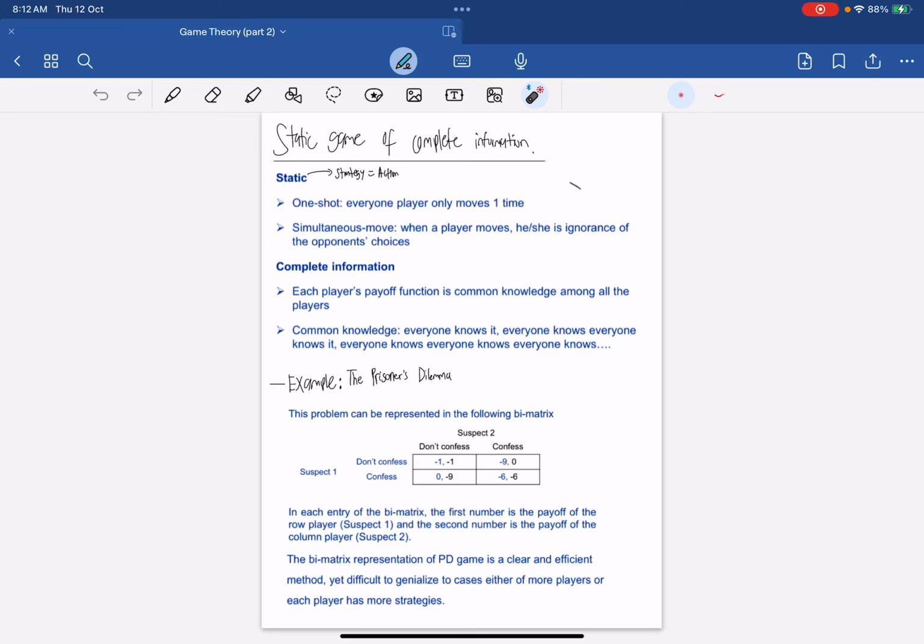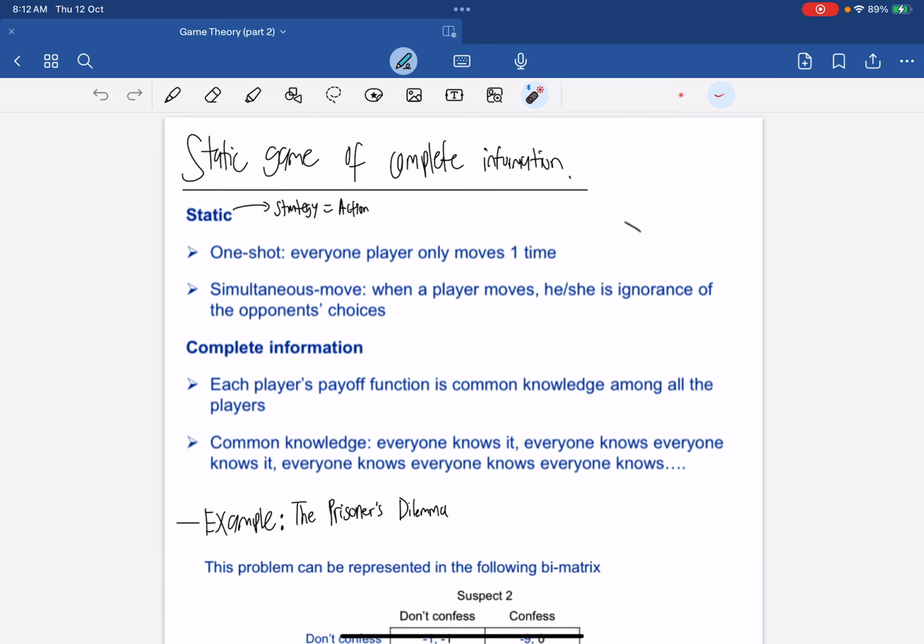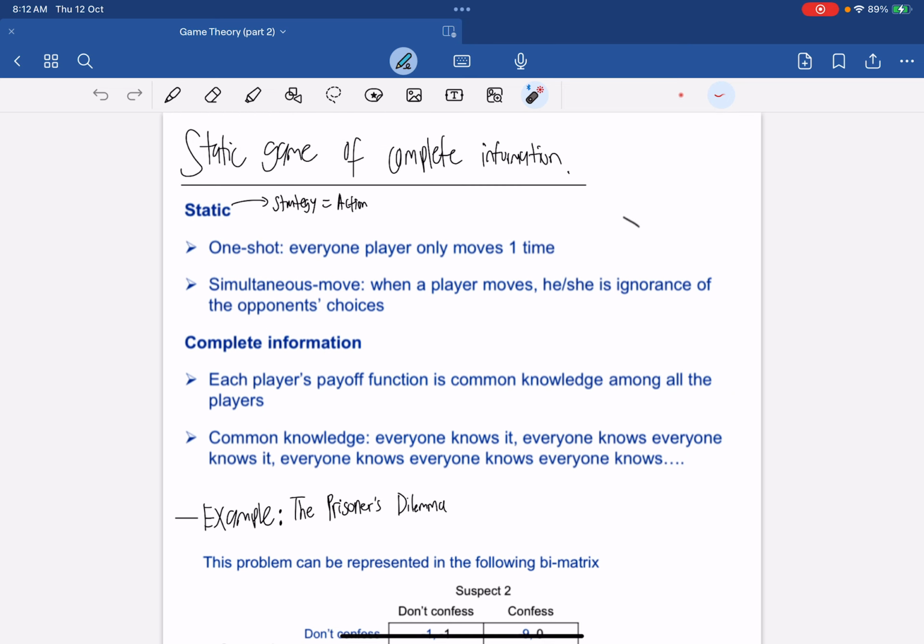Hi! In this video, I'll be starting off the game theory series after the introduction by first starting with the simplest type of game, which is known as the static game with complete information. So what does it mean to be static? It means that it is a simultaneous game where every player makes one move.